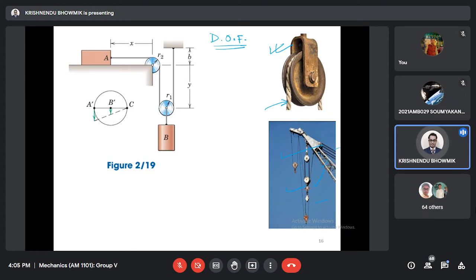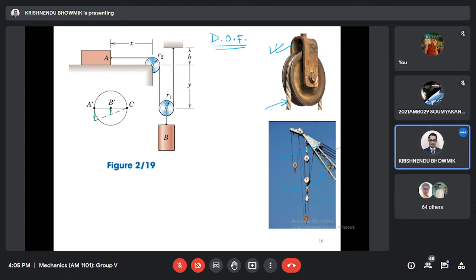I want to modify the definition you have given for dynamics. For statics also it will be applicable: the minimum number required to specify the position of any particle on an object or body in a system. Same definition. Okay. How many degrees of freedom do we have here?